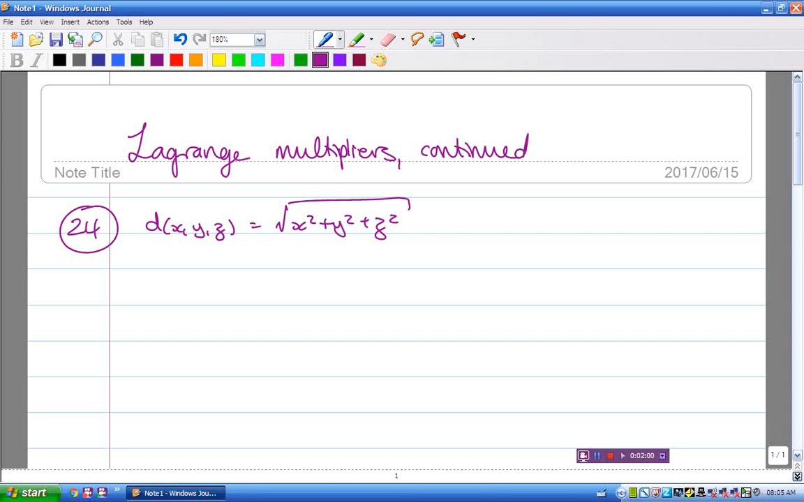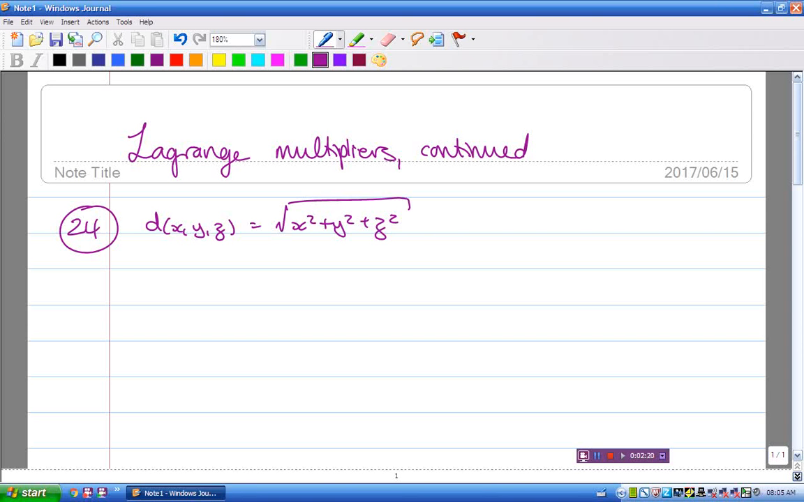You have to read it and you have to kind of take a deep breath and say, I can do this. What am I trying to maximize or minimize? That thing over there, okay, that's my f of x, y, whatever. And then what is the constraint? And then you have some constraint. Okay, so that distance formula, that's the thing we're trying to maximize or minimize.